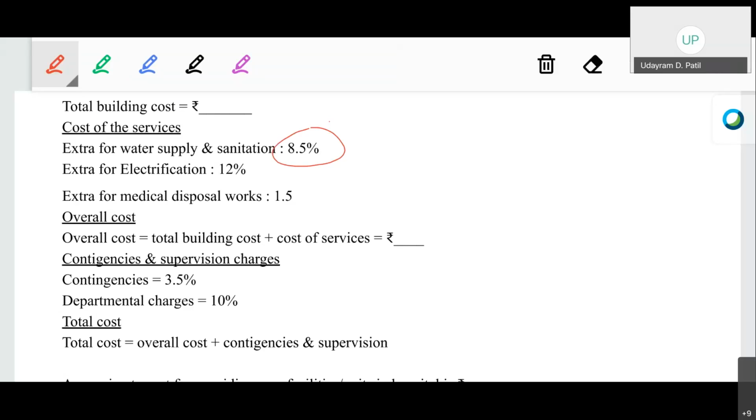OK, so the extra cost for the water supply and sanitation will be 8.5% of the 94 lakh 61,949.5 rupees. Again, the extra cost for the electrification will be 12% of the 94 lakh 61,949.5 rupees. OK, so calculate the cost of the services. You know these particular steps. OK, how to calculate, you already know the steps.